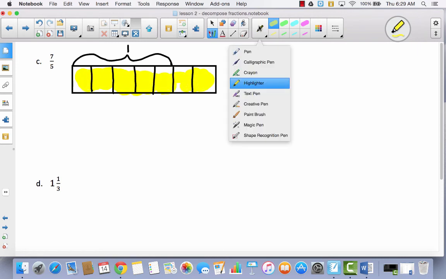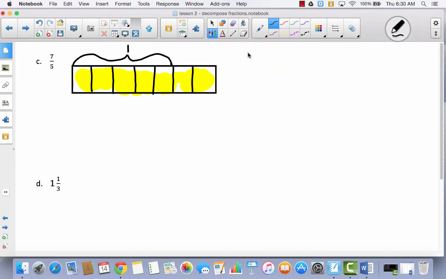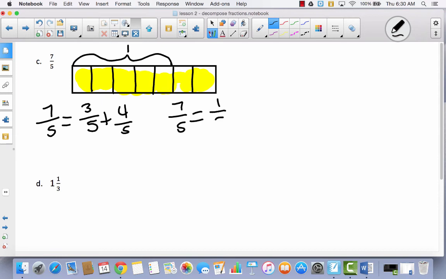And now I have to write 3 number sentences. Now again, our number sentences may not be exactly alike, and that's okay as long as yours equals 7/5. All right, so I'm going to do 3/5 plus 4/5, and then I'll do 7/5 equals 1/5 plus 6/5, and then I'll do 7/5 equals 1 plus 2/5. Maybe you have some of these same ones.